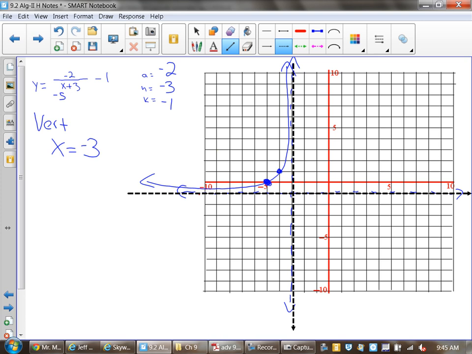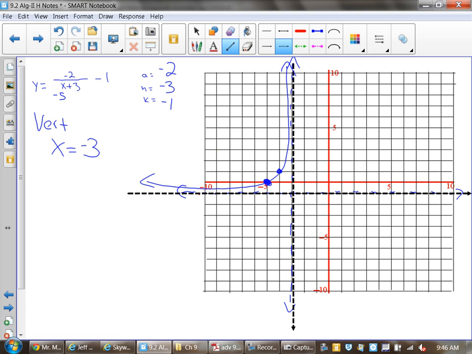Yes, sir. So will that asymptote never touch the curve? The curve will get infinitely closer and closer to -3, but it'll never get there. And now I just do the same thing on the other side.